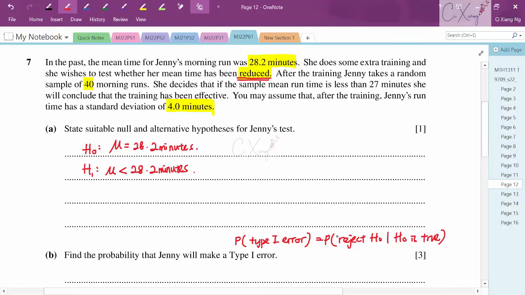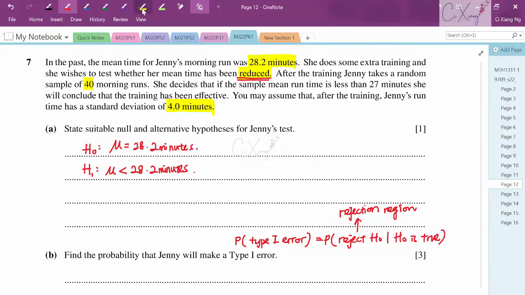Okay, and then to make it in our calculation for probability, the part "reject null hypothesis", we should put in the rejection region. So we actually need to find out what is the rejection region for this particular question.